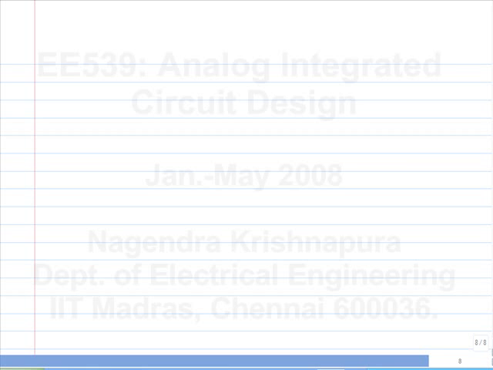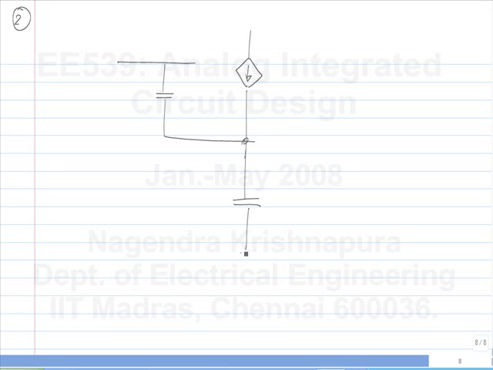Anything else? So we'll discuss this in detail when we come to common source amplifiers. That's the equivalent circuit of a common source amplifier, and that's the result of the analysis. The second problem was, there's no transistor there.